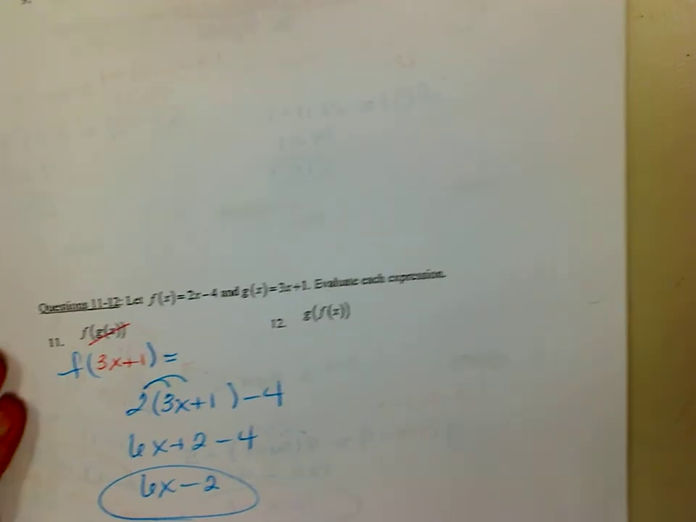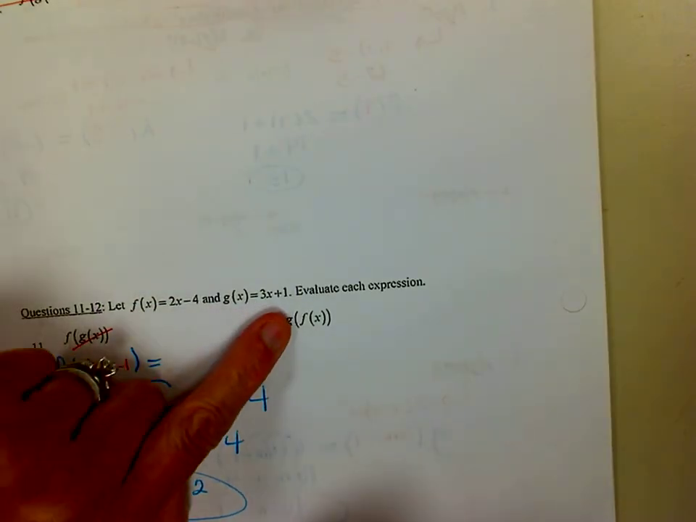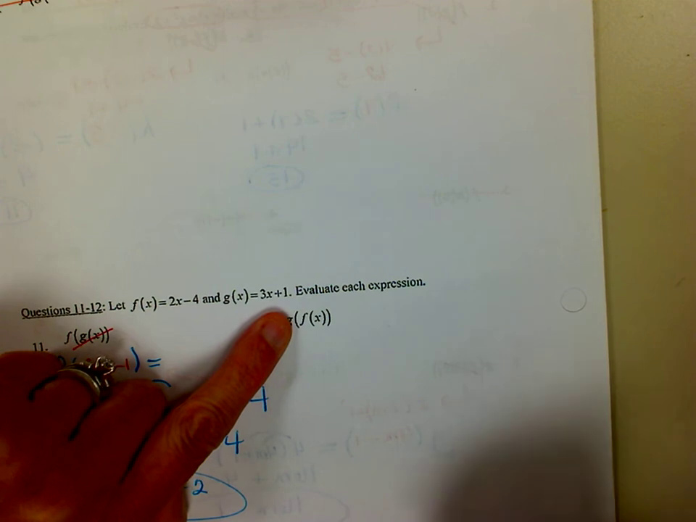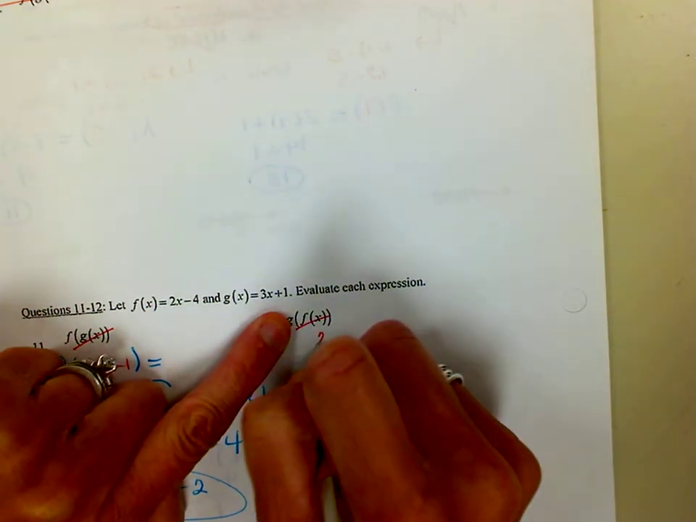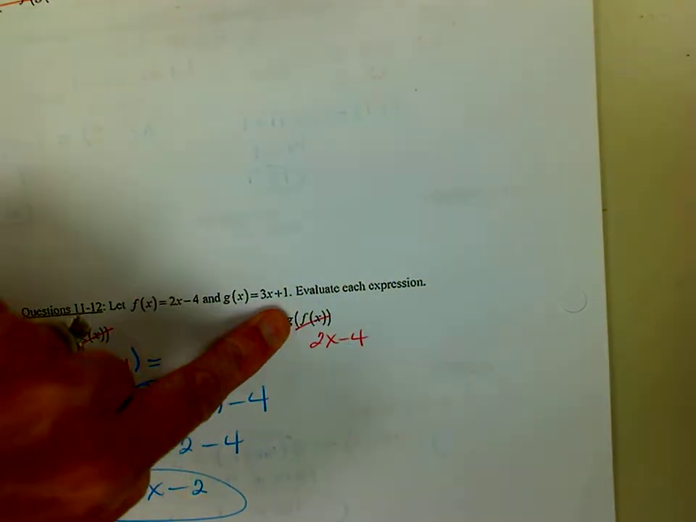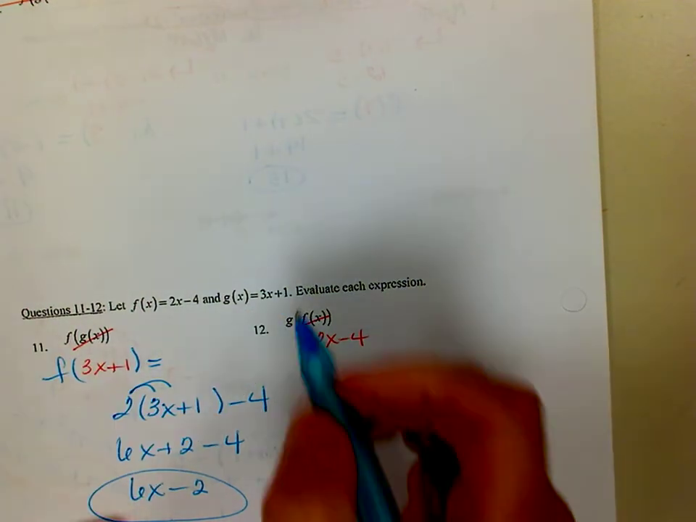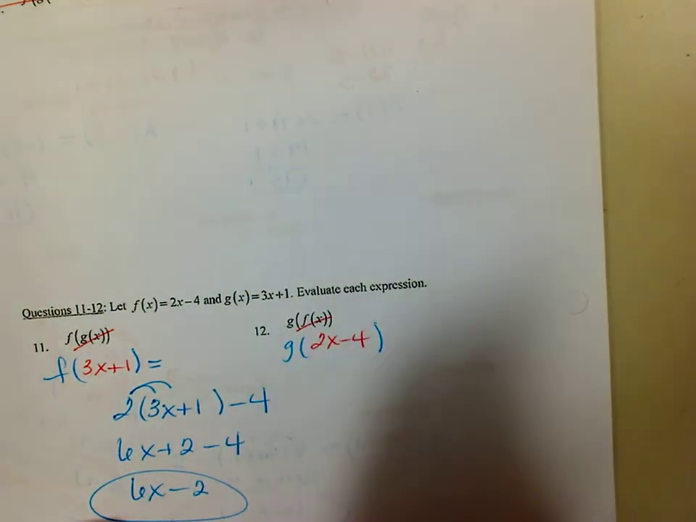Okay, number 12. So I'm going to do f of x first. There's nothing to substitute. I just have to write down what f of x is, which is 2x minus 4. Okay, now I'm going to do g of 2x minus 4.